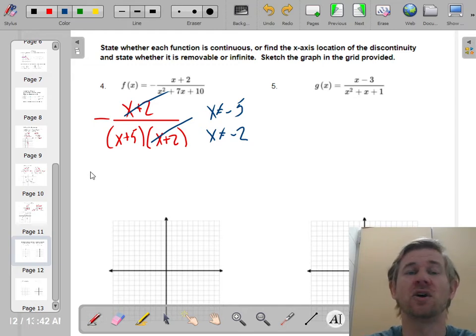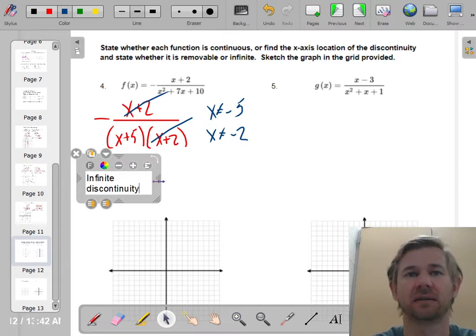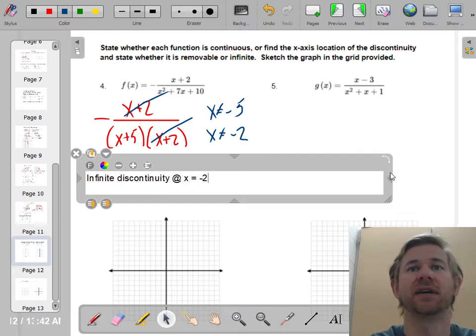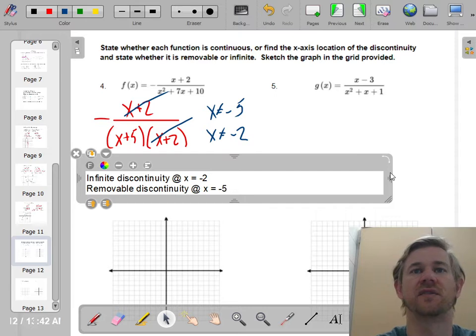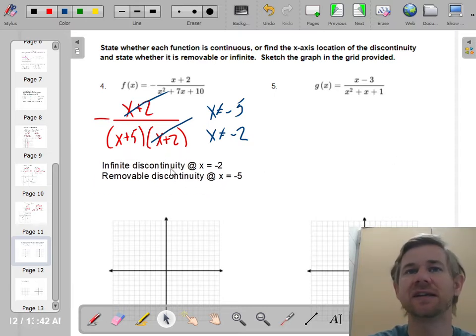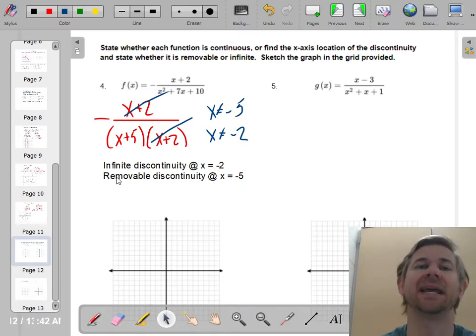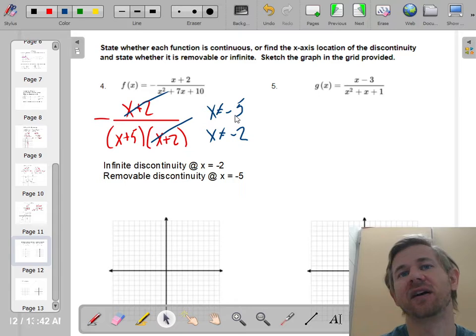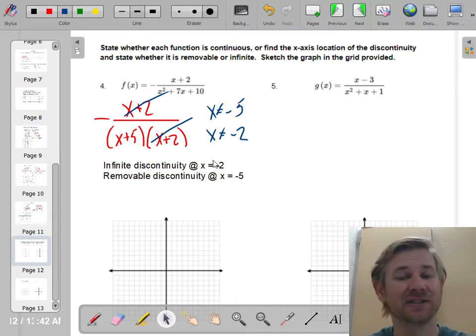And I'm going to say I know what types of discontinuities they are. There is an infinite discontinuity at x equals negative 2, and there is a removable discontinuity at x equals negative 5. What's that going to mean? An infinite discontinuity is a vertical asymptote at negative 2, and a removable discontinuity at negative 5. A removable discontinuity is a hole in the graph. You're not really going to see it unless you know to look for it.